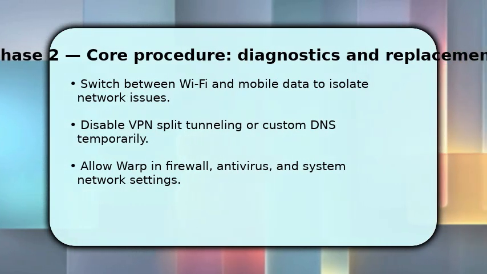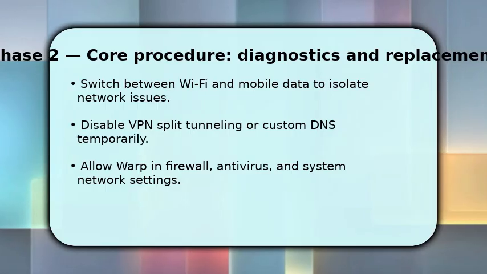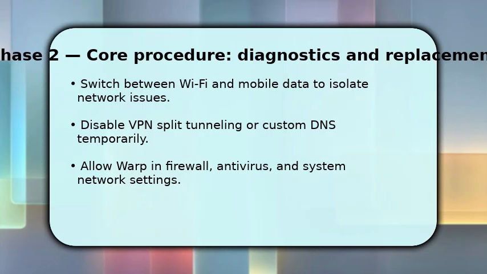Switch between Wi-Fi and mobile data. If one works, the other has a blocking rule. Disable custom DNS or split tunneling in Warp because they can conflict with route setup.